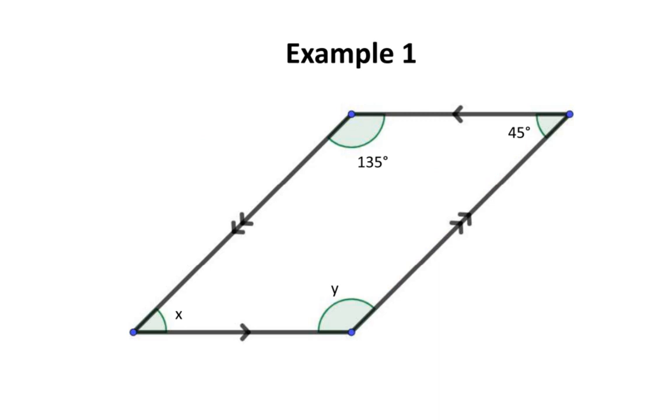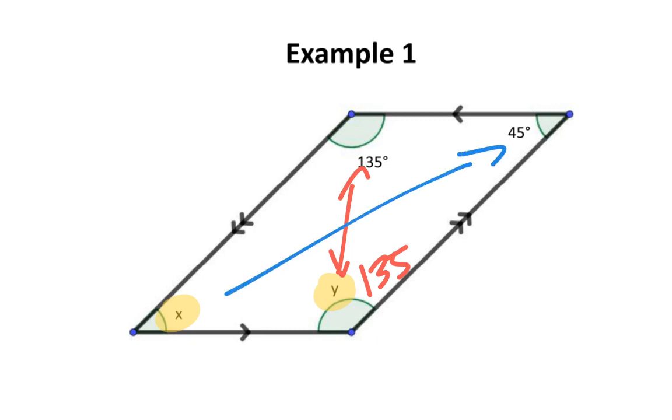In our first example, we need to determine the unknown angles within this parallelogram. Using the relationship we discovered earlier, we know that opposite angles are equal. Therefore, y must also be 135 degrees. As well, x must be 45 degrees.